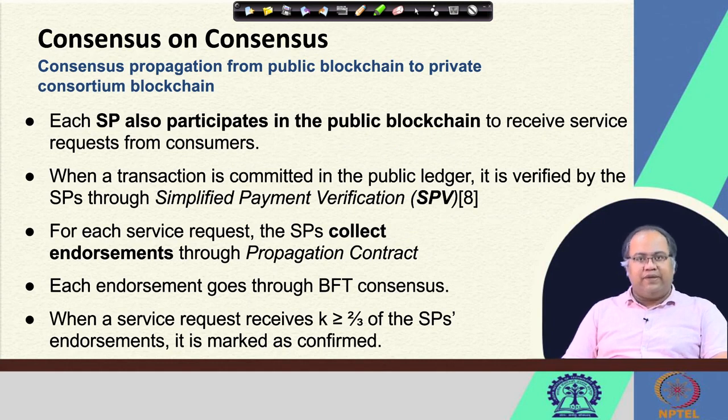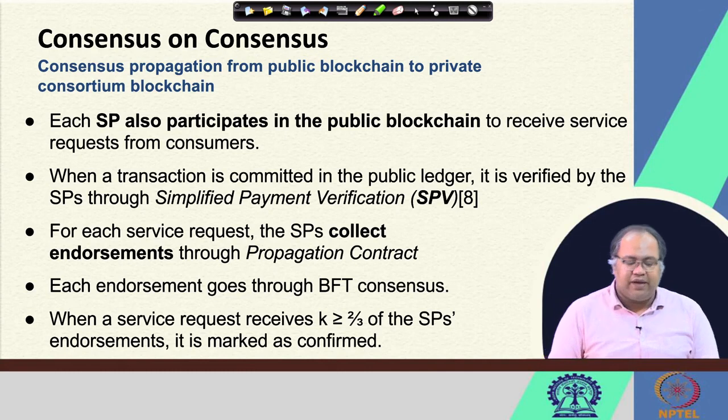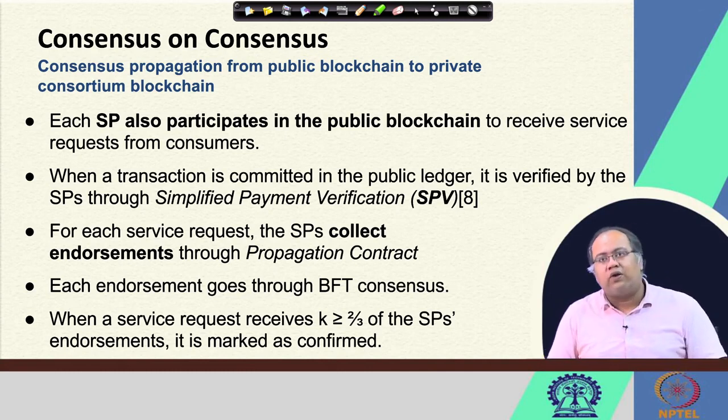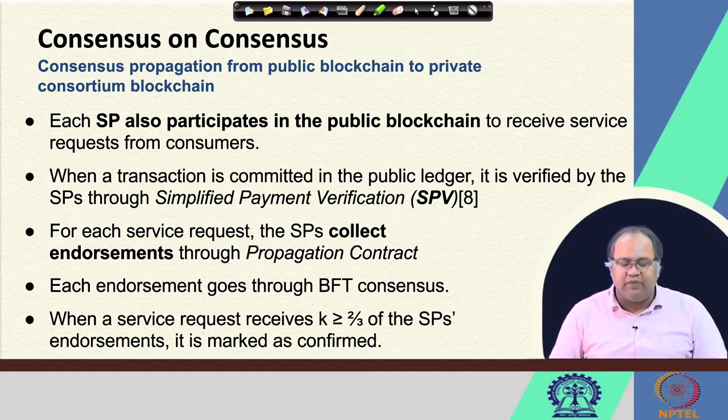The first problem is transferring information from the public blockchain to the private blockchain. For that, we designed a mechanism which we call consensus on consensus. That is a method to propagate the consensus information from the public blockchain to the private consortium blockchain. The consensus on consensus mechanism works like this: each service provider also participates in the public blockchain to receive service requests from the consumers.